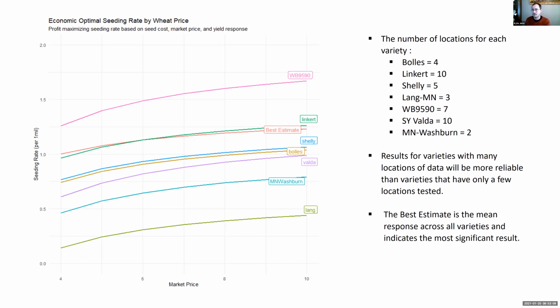This is a graph that was generated for different expected market prices. It turns out that the economic optimal, this would be the profit maximizing optimal seeding rate, is going to depend on the price of the seed. It's going to depend on the market price of the commodity. And then the third component is it needs to depend on the yield response to the treatment. So in this case, that would be the yield response to the changes in the seeding rate. And getting those coefficients and the estimates on those coefficients is a challenge. And that was sort of the goal here.